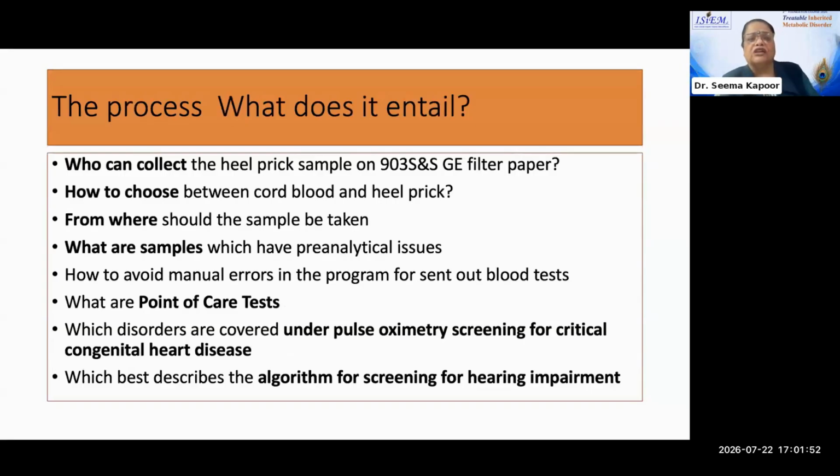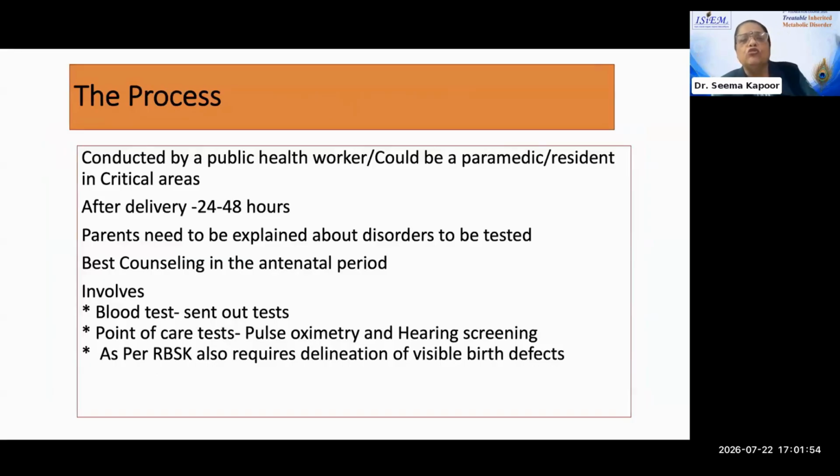So who should collect from where? I will just show you. You can collect by any health worker, could be a paramedic, but in critical areas, it should be either a nurse or a doctor, anytime after delivery for 24 to 48 hours, or to discharge, whichever is later. Question comes of consent. Will they understand what G6PD is? Will they understand what galactosemia is? True informed consent cannot be given. So like we never ask for BCG, for DPT, for polio, best is opt out.